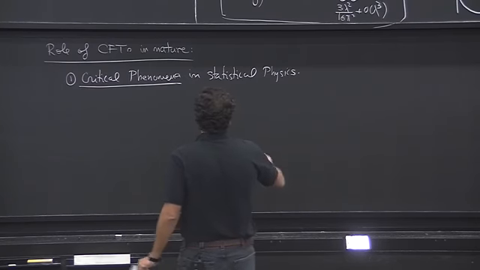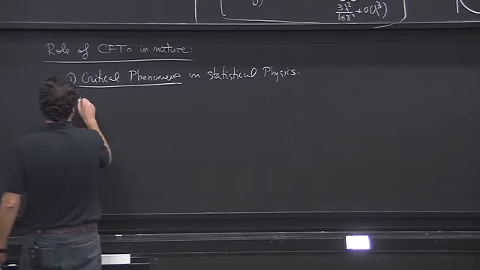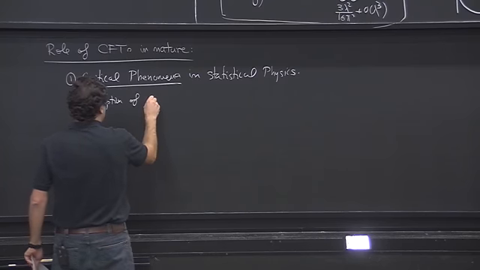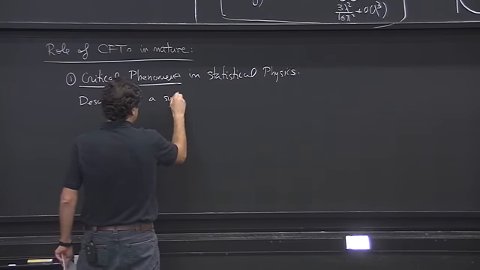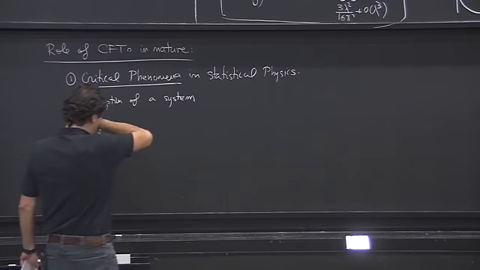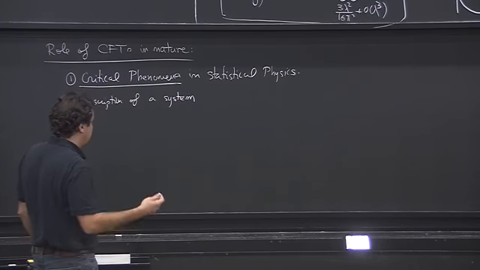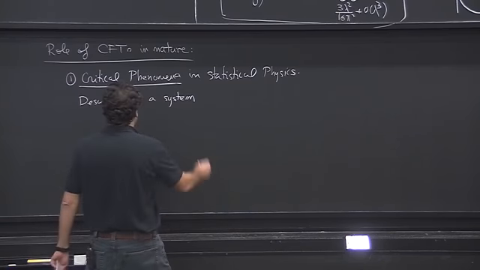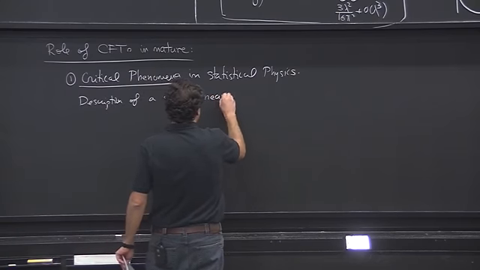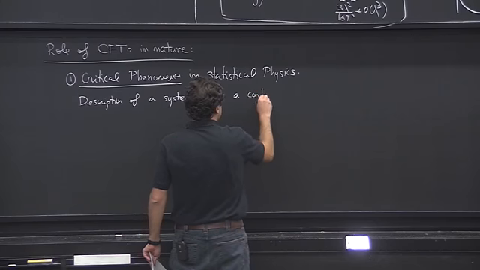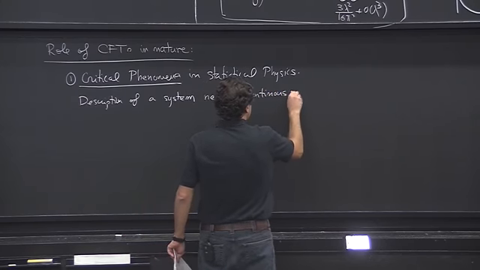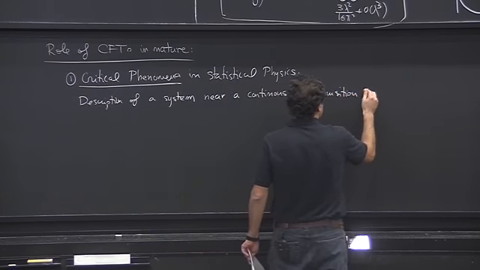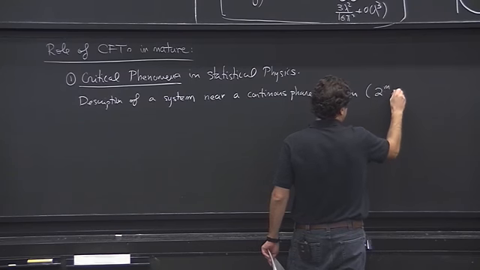And essentially, this critical phenomena is the description of a system. It can be a magnet. I'll have in mind always the Ising model as a prototype, which describes magnetism. It's the description of a system near a continuous phase transition. Sometimes it's called second order, but it can be higher.